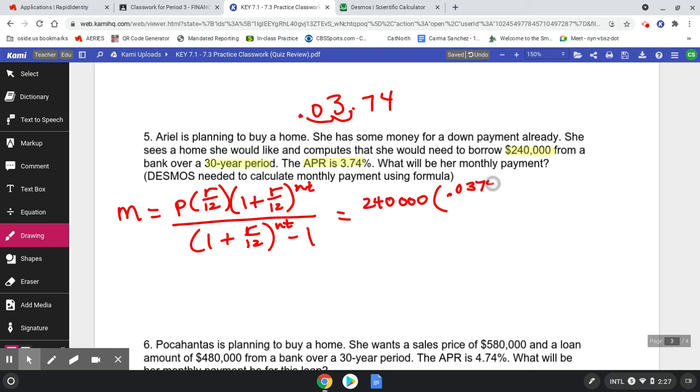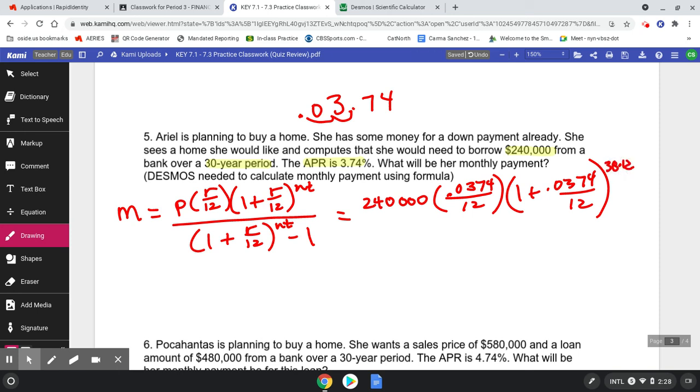My rate, I'm going to take that 3.74, bump the decimal twice, and put in 0.0374. Why is it divided by 12? Because this is a monthly payment formula. 0.0374 over 12 again, to the power of 30 years times 12 months.